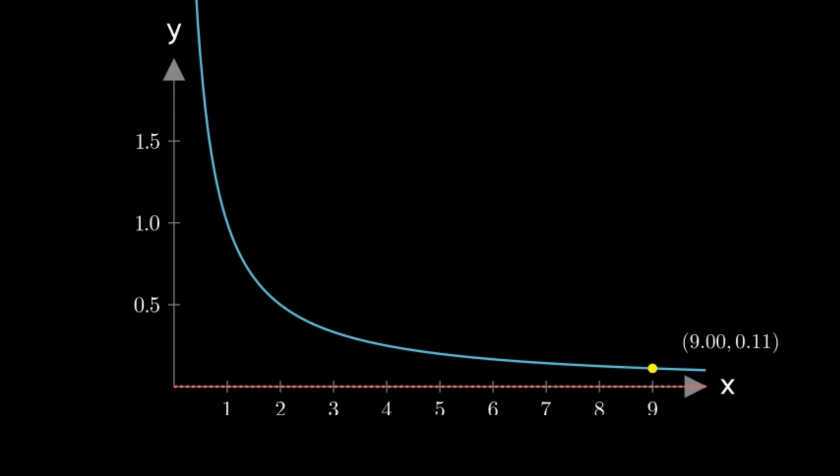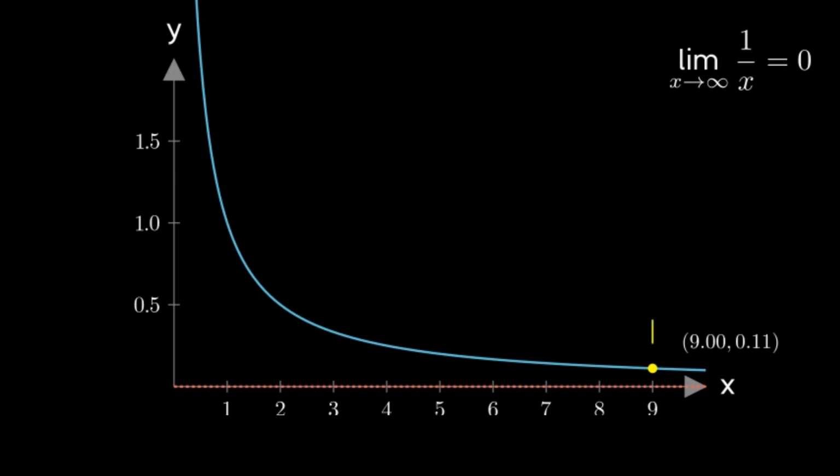This is because no matter how large x becomes, 1 divided by x will always be a positive number, albeit an extremely small one. This mathematical notation expresses what we've been observing. It reads, the limit as x approaches infinity of 1 over x equals 0. In simpler terms, as x grows infinitely large, 1 divided by x gets infinitely close to 0.